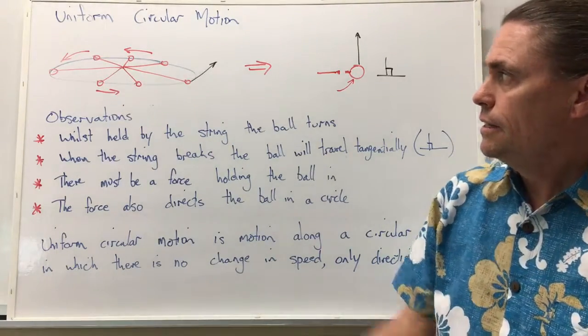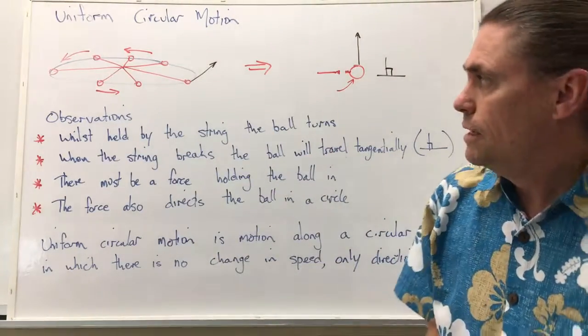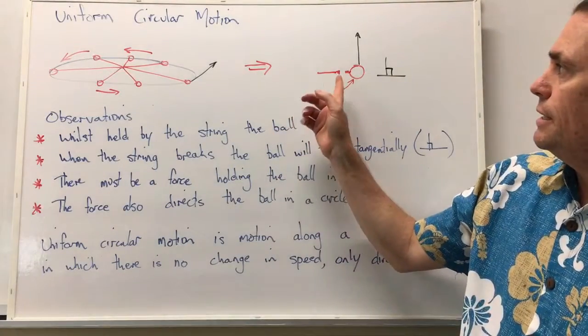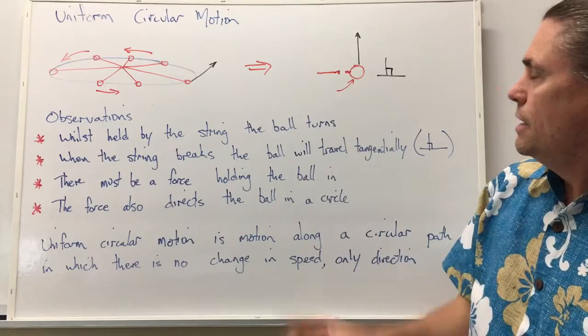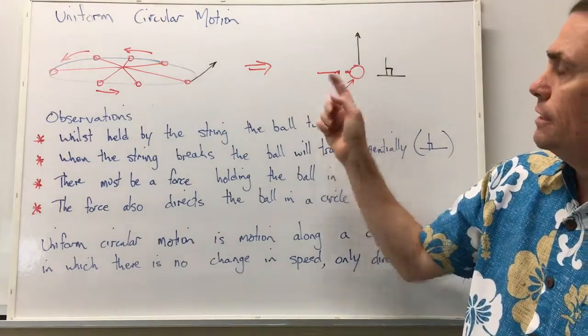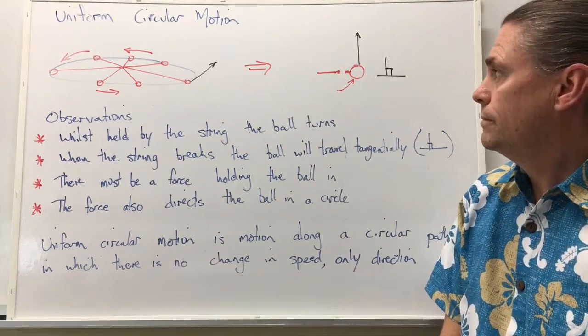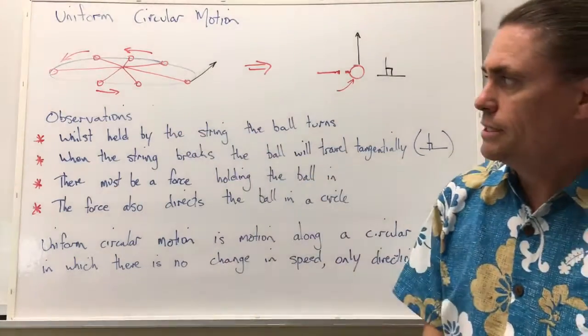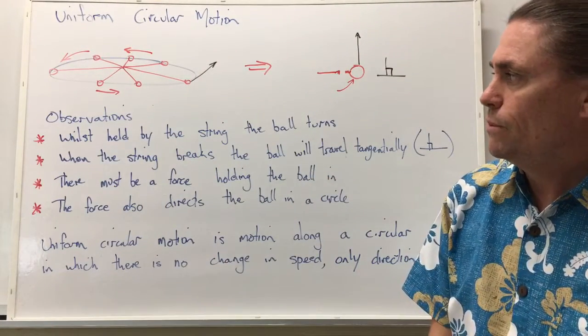on there. Now what happens if we break that string? Well, the second observation that we can make is that as we break the string, the object will fly off tangentially to where that string broke. So we can summarise our observations in the following way.